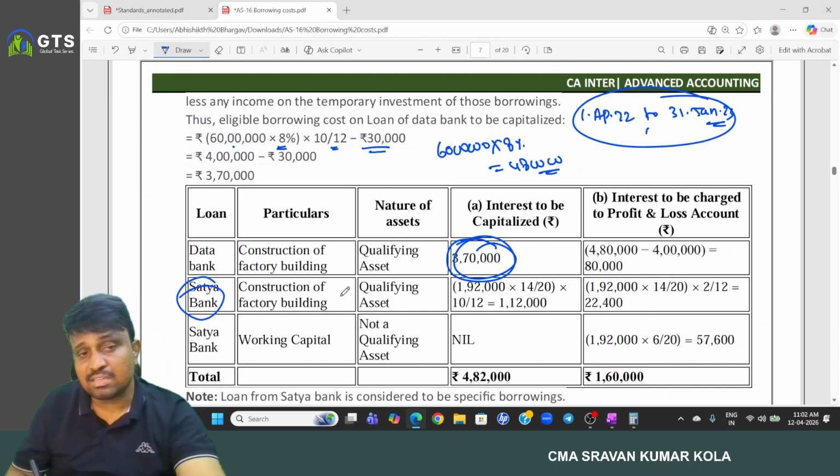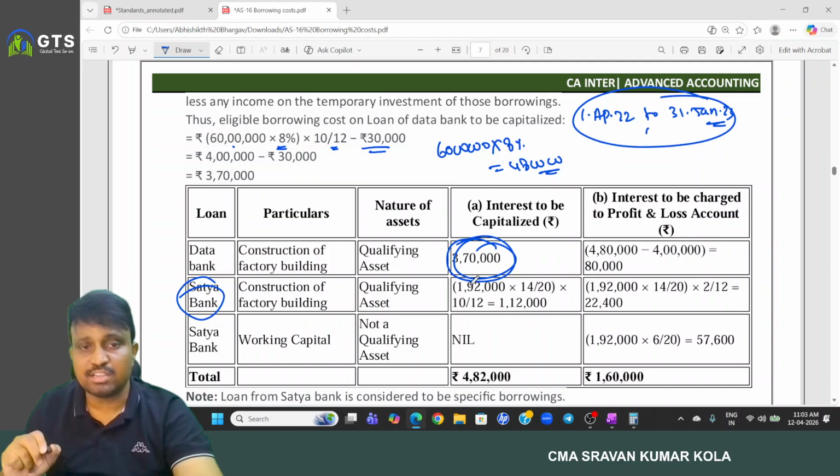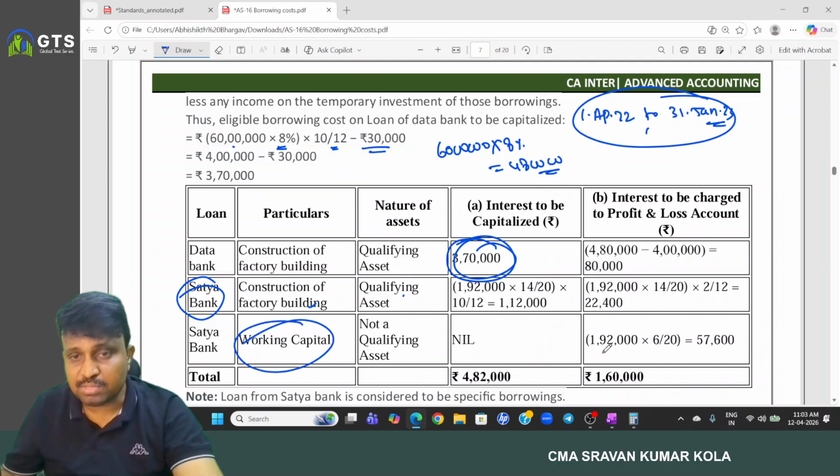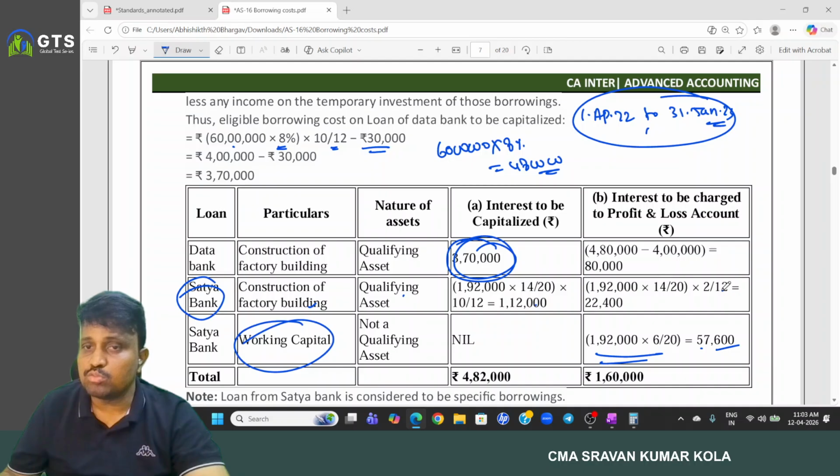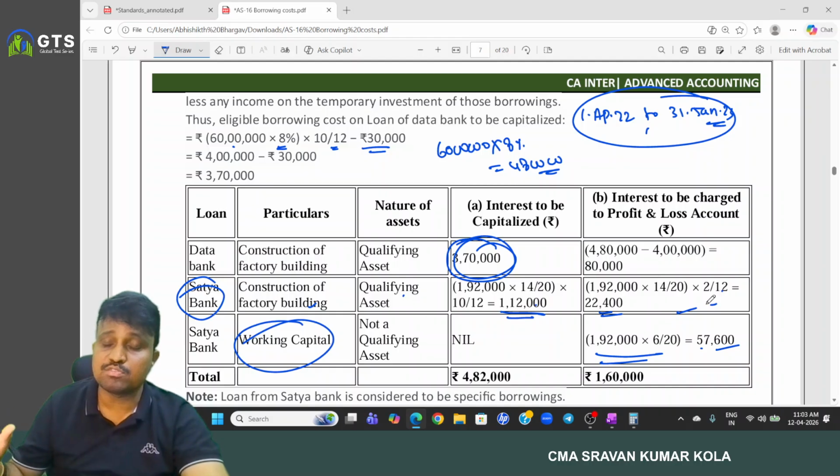And coming to the Satya Bank, construction of the factory building is treated as a qualifying asset, but working capital is not a qualifying asset. Out of the working capital, 1,92,000 into 6 by 20. But coming to the construction of the factory building, only the 10 months part is covered here, and the remaining 2 months part is an expense. So the 10 months part, 1,12,000, is capitalized, and the remaining 2 months part, 22,400, is transferred to P&L.